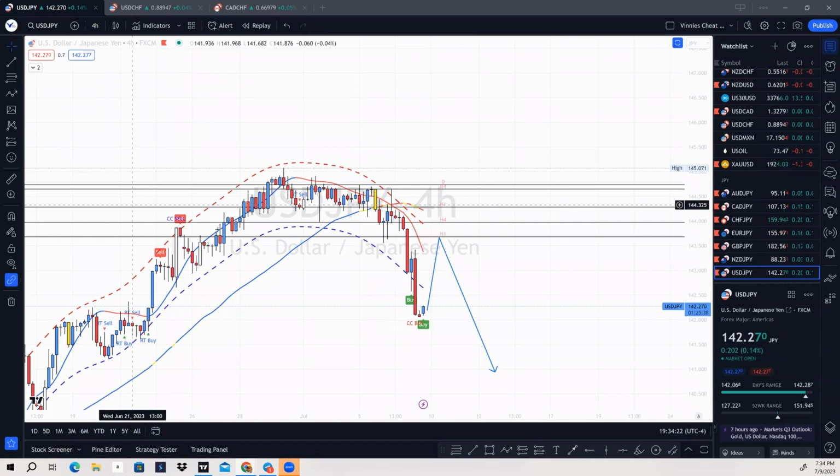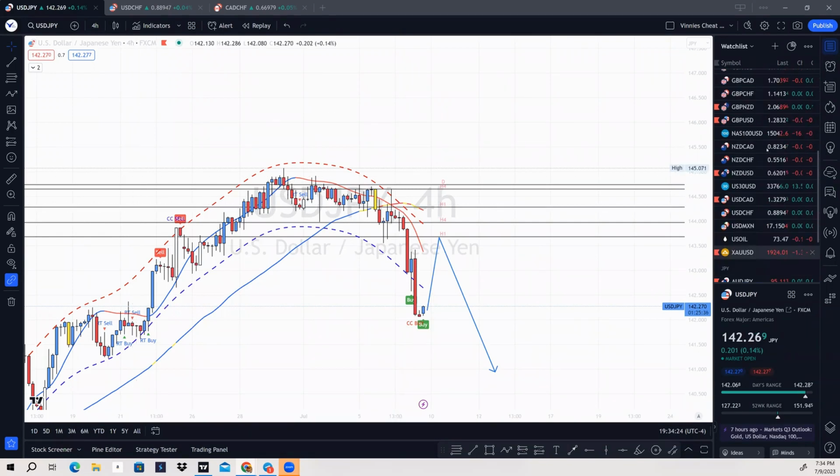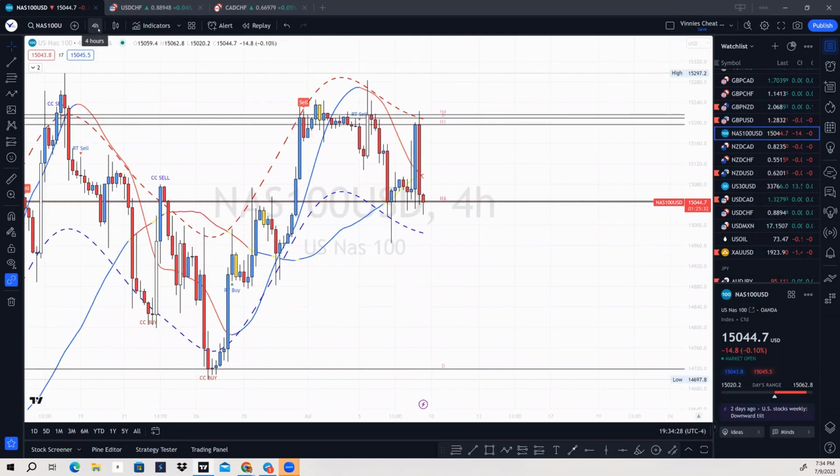J316 says, can we take a look at Nas? Yeah, take a look at Nas real quick. Let's do it. I'll be selling Nas for a while.